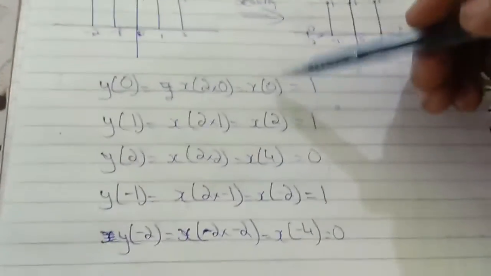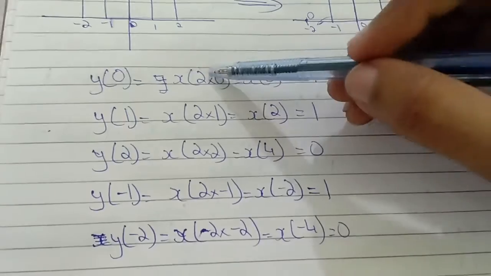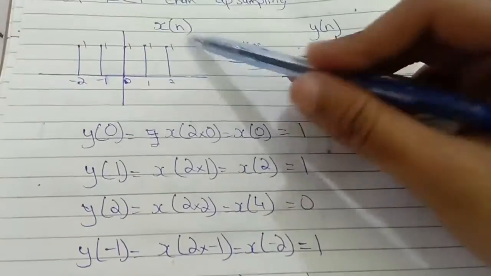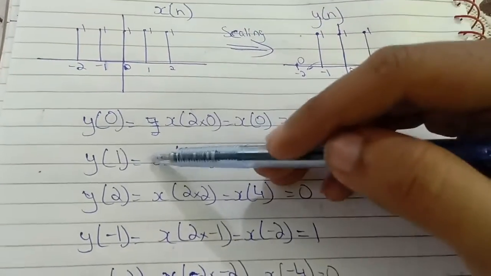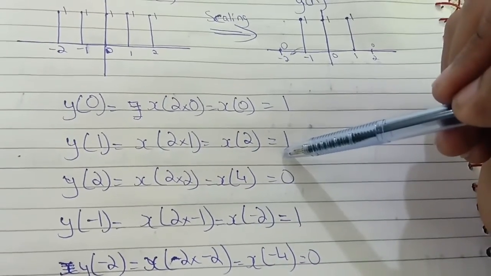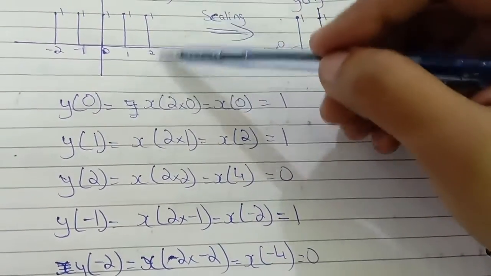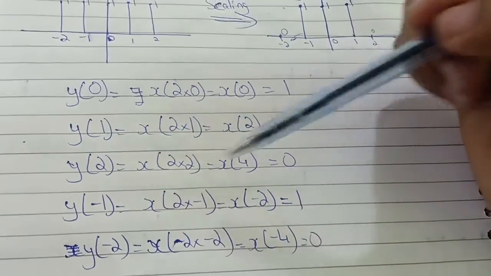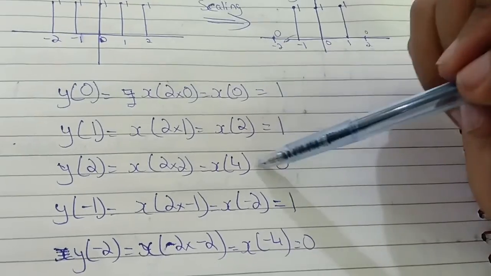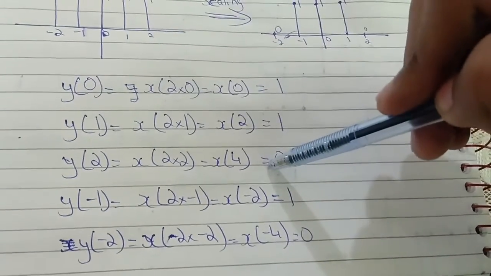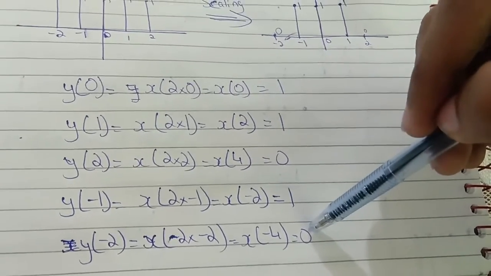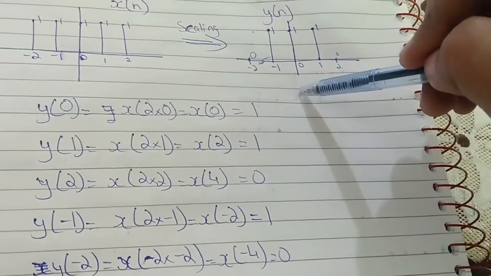See how, using these calculations, at y of 0, x of 2 into 0 will be equal to x of 0, that is 1. Our answer will be 1. Similarly, at y of 1, x of 2 into 1 will be x of 2, so our value will be x of 1. And now looking at y of 2, we get to know that at x of 4 we got no value, so we will consider it as 0. So we'll get a 0 value. Now similarly, we have calculated y of minus 1 and minus 2, and this plot is calculated.